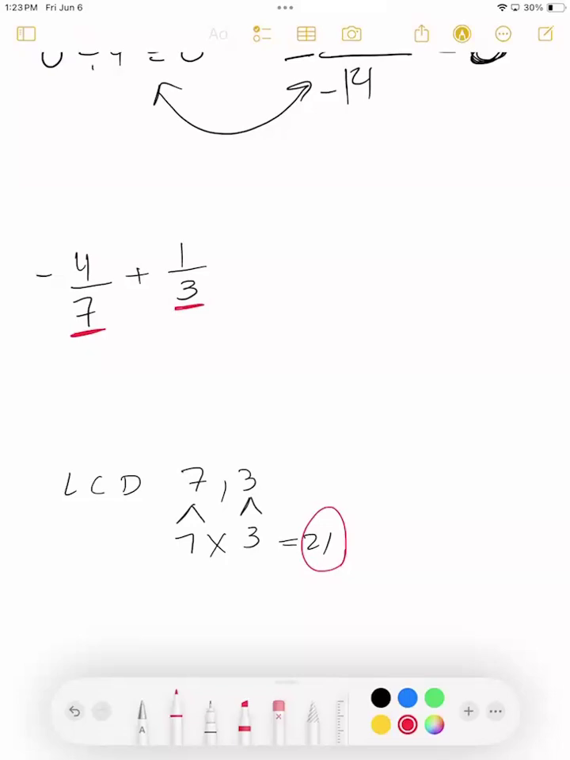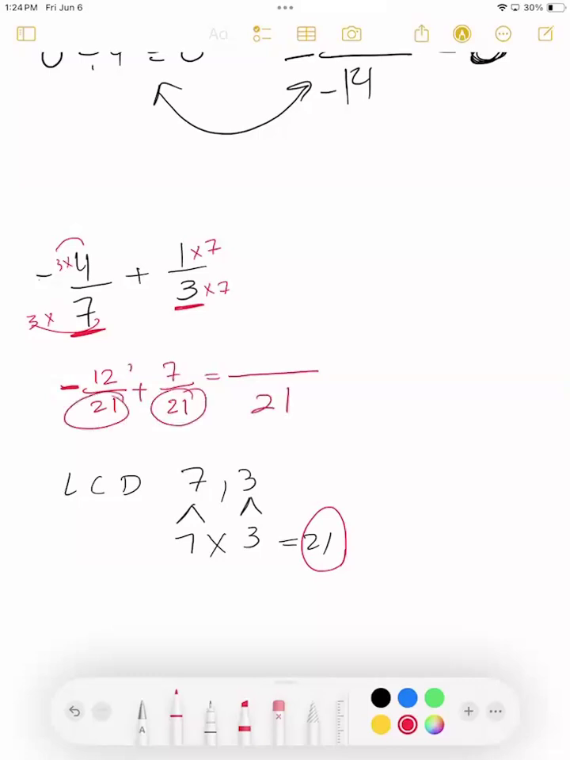To get 7 to be 21, we multiply it by 3. And so we multiply 4 by 3. 3 times 4 is 12. 3 times 7 is 21. And then we have that negative sign. To get 3 to become 21, we multiply it by 7. But we multiply the top by 7 too. 1 times 7 is 7. 3 times 7 is 21. So I write one of the 21s. And then on the top, I have a negative 12, and then I have a plus 7.